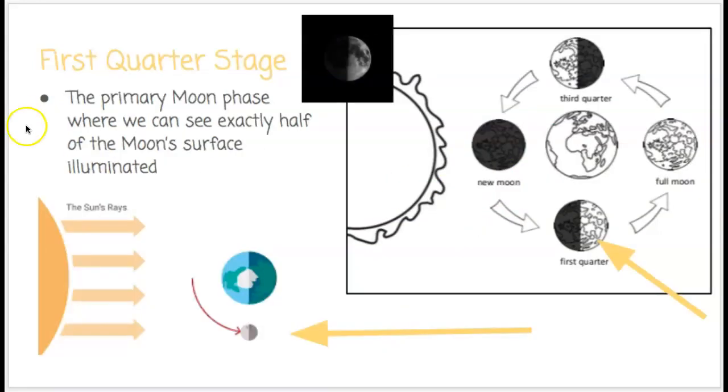Next, we have the first quarter stage. It is the primary moon phase where we can see exactly half of the moon's surface illuminated. As you can see here in this picture that's taken of the moon from Earth, the right half of the moon is lit up. So, this is again another picture of what it looks like from Earth. Then we can see the position. So the sun's rays are shining here, and we can see this right half is illuminated. Looks just like this.